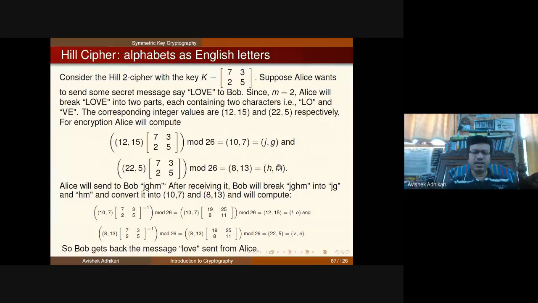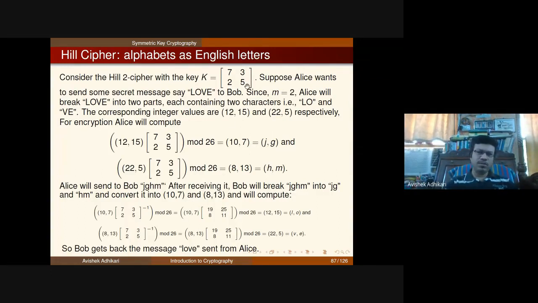You send the cipher text to the receiver. When the receiver receives this, he already has the key, because these are all examples of symmetric cryptography. That means both the sender and the receiver use the same key. Whenever they receive the message, they simply take the inverse of the key matrix and multiply it. Whatever they get is LO and VE back. So this is known as Hill cipher, and that was quite old.